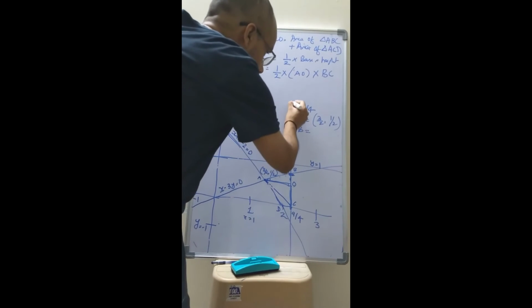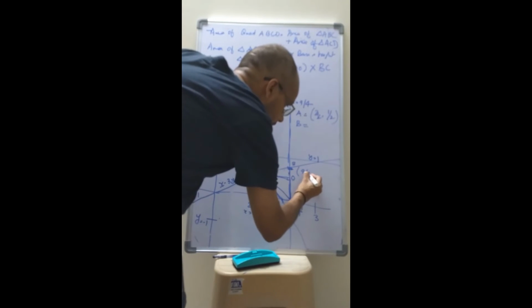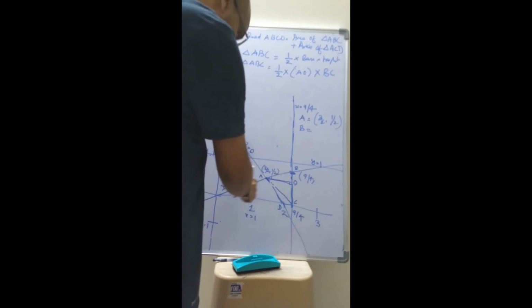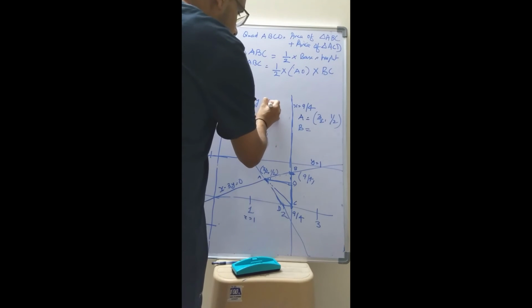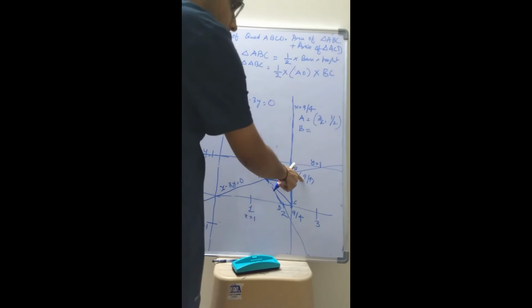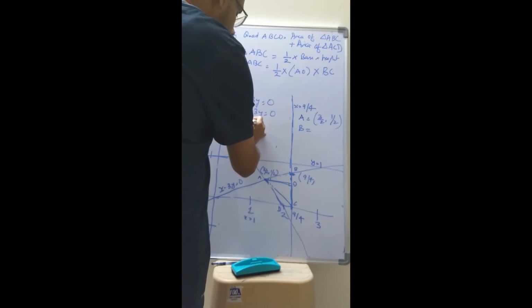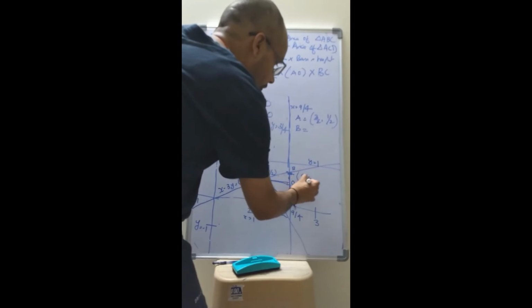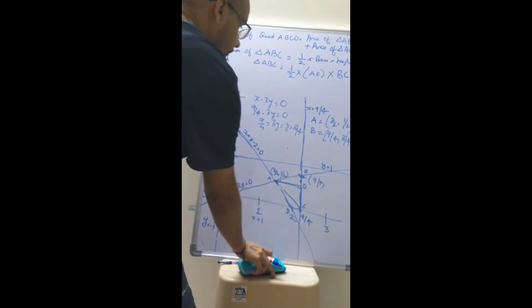At B, you see B is on the line x is equal to 9 by 4. So B at x will be 9 by 4, correct? B is also on the line x minus 3y is equal to 0. So if you put the value of x in this, 9 by 4 minus 3y is equal to 0. 9 by 4 is equal to 3y, y is equal to 3 by 4. So now B becomes 9 by 4 comma 3 by 4.